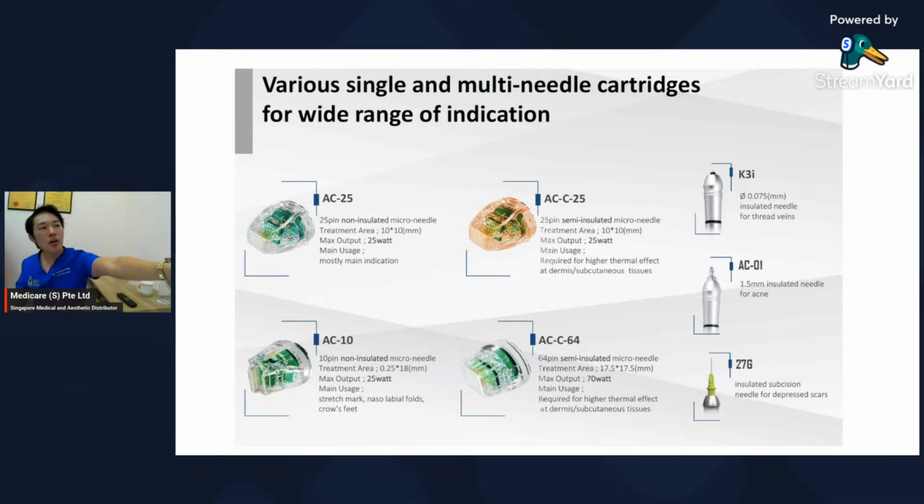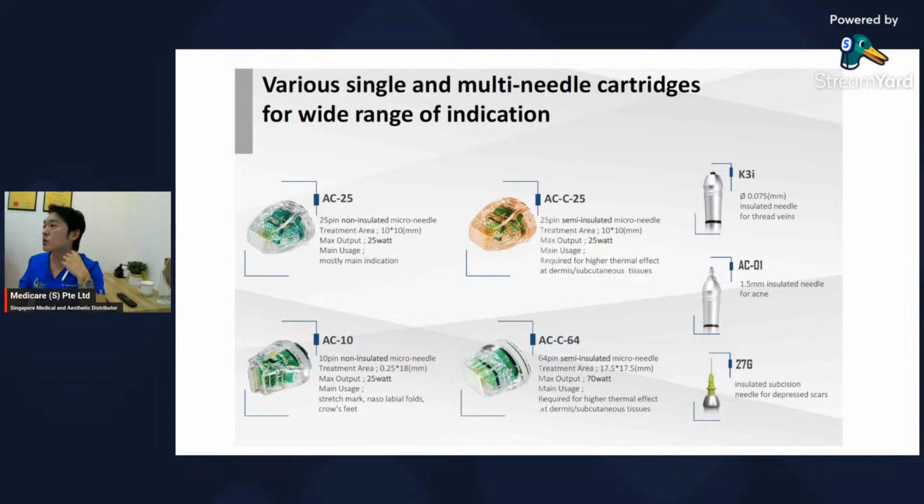Then for the body, they recommend using the AC64, which is about 2 by 2 centimeters. It's a bigger area with more needle pins, and the maximum penetration of all these can go up to 3.5 millimeters. So on the body, you might be working with deeper depths.